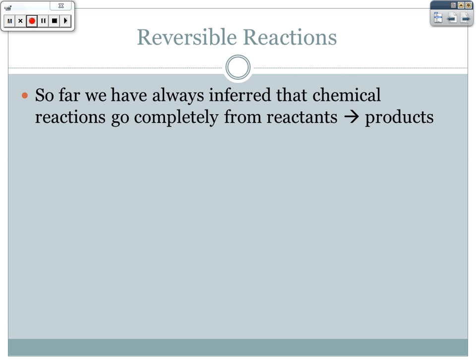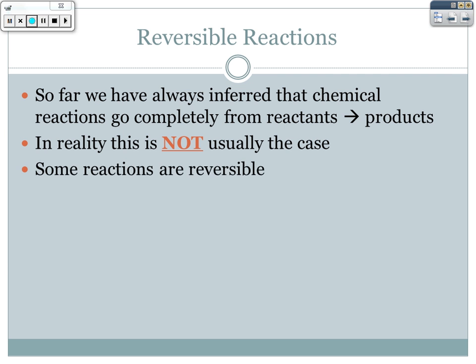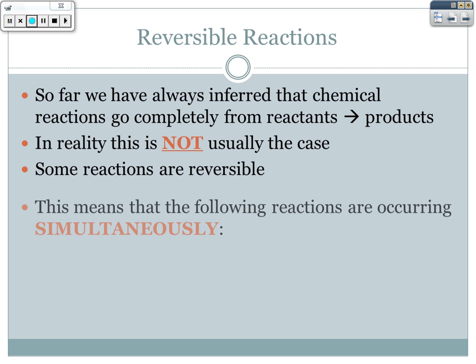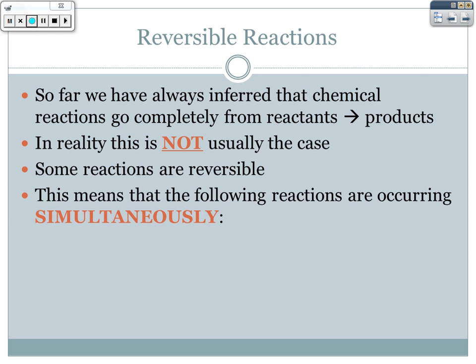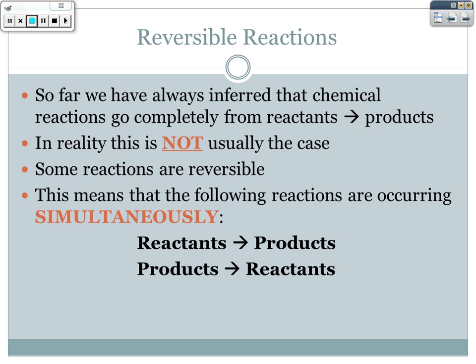Now, so far we've always inferred that chemical reactions go completely from reactant to product. In reality, this is not usually the case. Some reactions are what we call reversible, meaning that the following reactions are occurring simultaneously. Reactants are becoming products, and products are becoming reactants. These are reversible reactions.